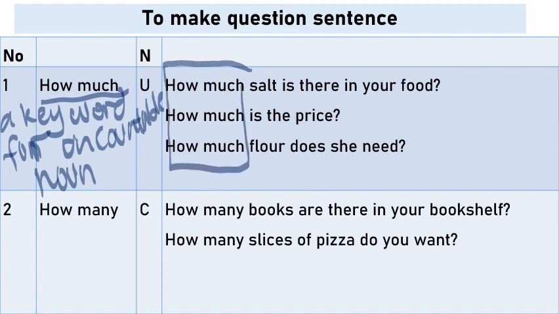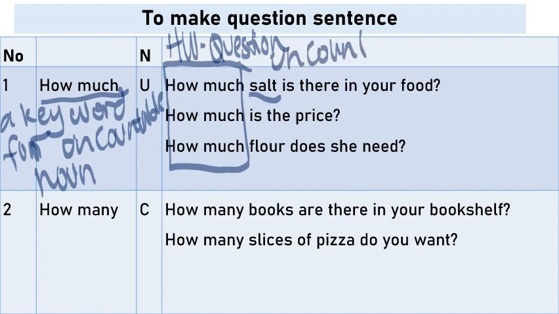Now let's check about this. How much is a WH question. Salt is uncountable noun. Flour is uncountable noun. And we use the be verb in the form of a singular.